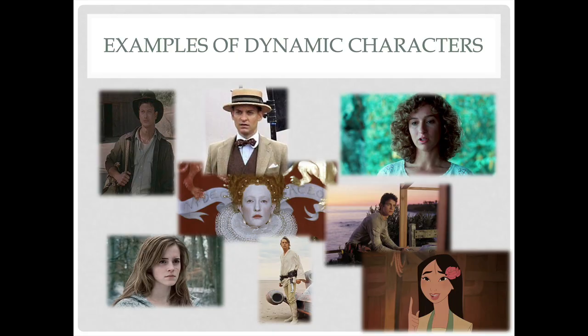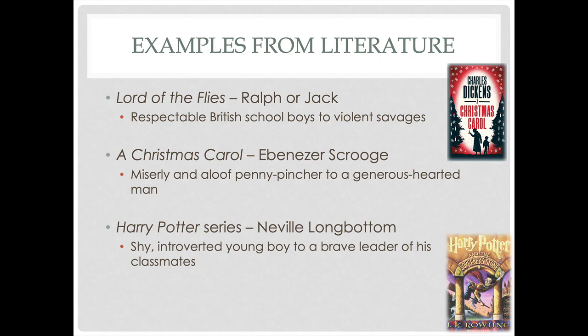So let's take a minute and look at some examples of dynamic characters throughout some great pieces of literature. For example, in the book Lord of the Flies, the characters of Ralph or Jack both begin the story by being respectable British schoolboys, but by the end, they have changed to be relatively violent, savage children who are left to their own devices on this island.